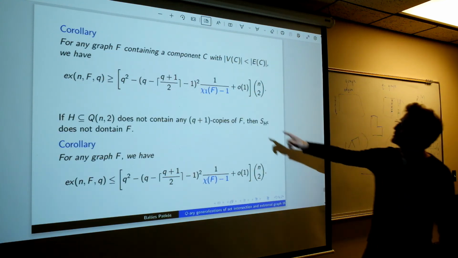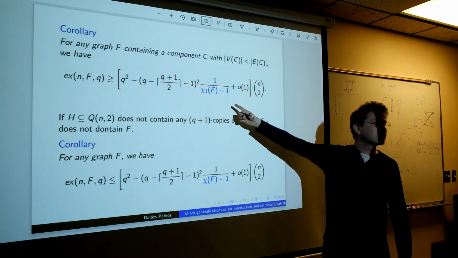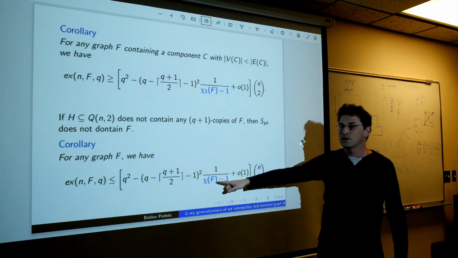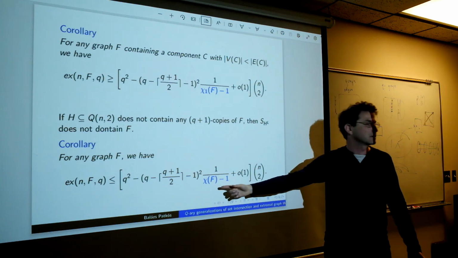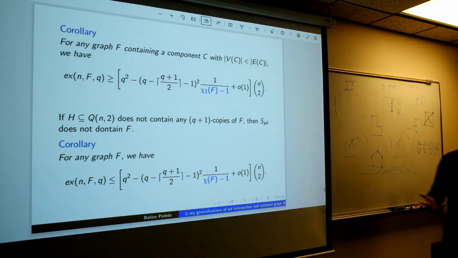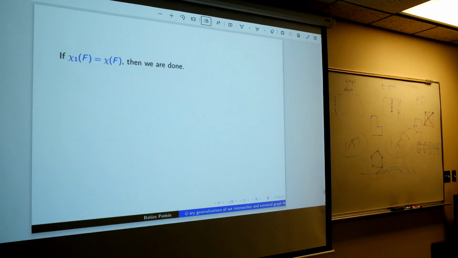The only difference is that in the lower bound you have the robust chromatic number, and in the upper bound you have the original chromatic number. So that in particular means that if the two chromatic numbers are the same, then you have the asymptotics. So my last two slides are coming. So yeah, if the two chromatic numbers are the same, then we are done.